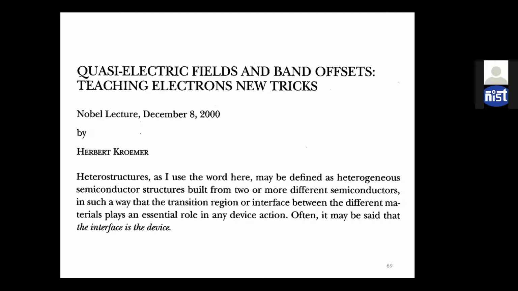In a Nobel lecture given by Kroemer, I quote: heterostructures, as I use the word here, may be defined as heterogeneous semiconductor structures built from two or more different semiconductors in such a way that the transition region or interface between the different materials plays an essential role in any device action. Often, it may be said that the interface is the device. That means we get interesting properties at the interface between two different materials; the interesting property arises at the interface of the heterostructure.